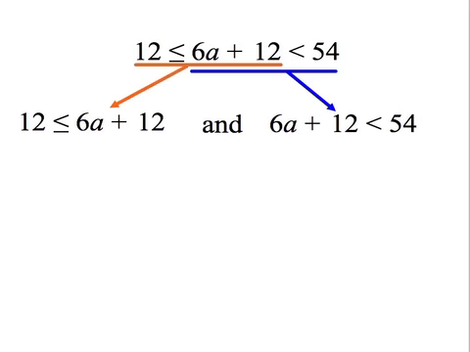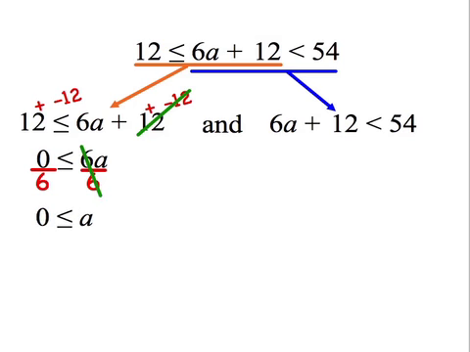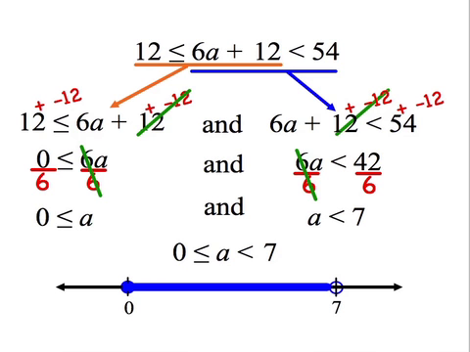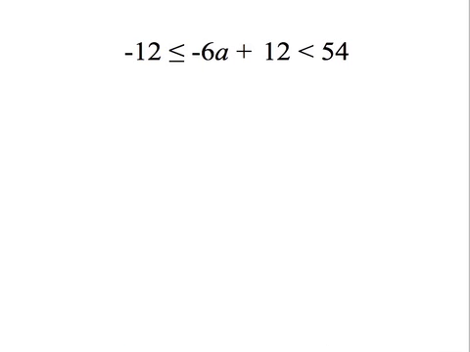And then on the one on the left, we're going to add negative 12 to both sides, which gives us a 0 on the left side. We divide both sides by 6, and we get that 0 is less than or equal to A. On the other side, we also add negative 12 to both sides. And then we also divide by 6, and we get that A is less than 7. And here's our inequality, and there's the graph. All of the numbers between 0 and 7, including 0, but not including 7.